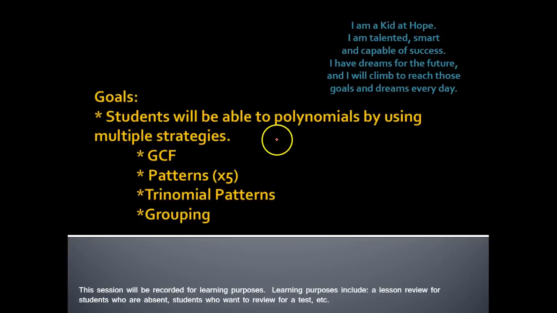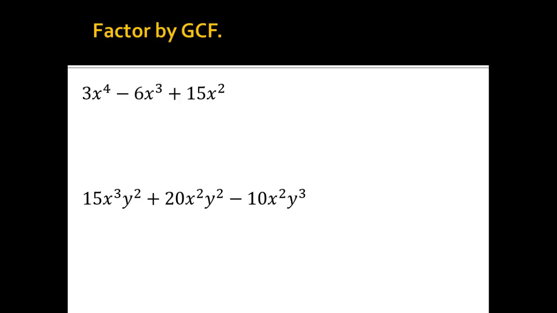Okay, so we're going to be able to factor polynomials using a whole bunch of strategies. We'll look at the greatest common factor strategy. We'll look at some formulas. I call them formulas; the book calls them patterns. There's 5 of them that we need to put on our notes. And then we'll look at trinomial factoring patterns and the way those work. And then we'll look at the last method, grouping. Okay, so jump right in.